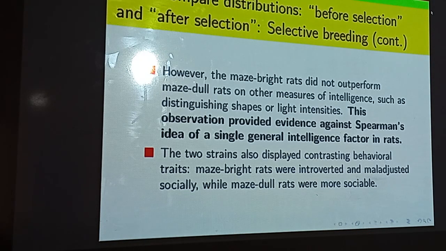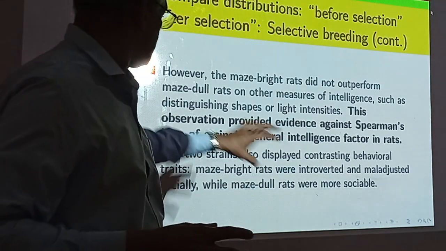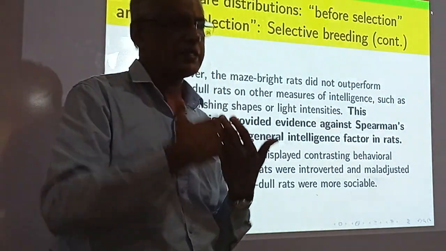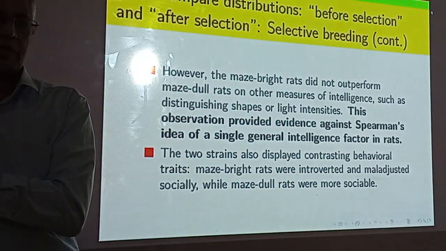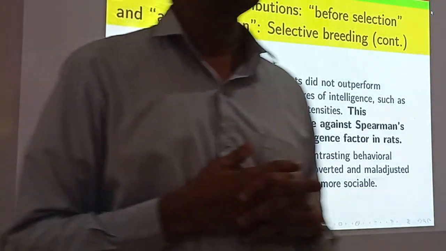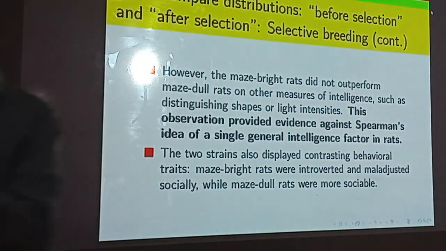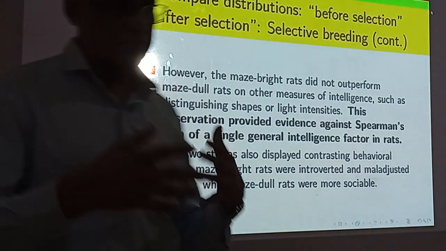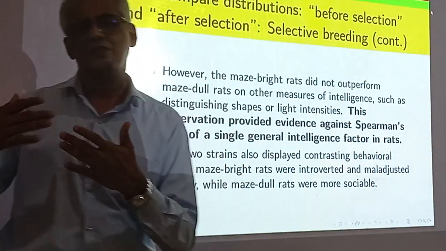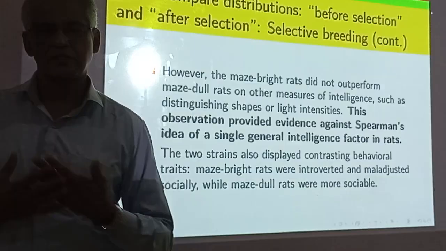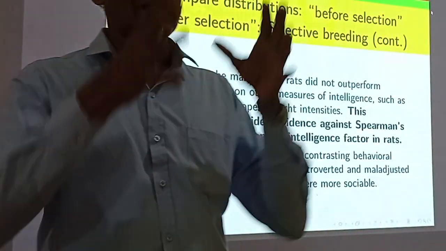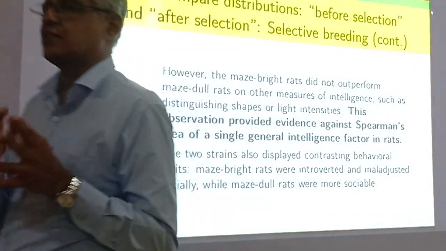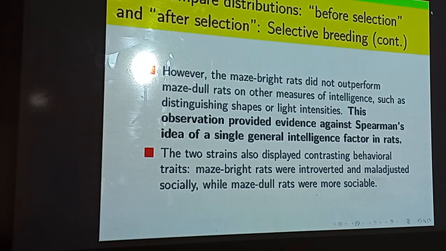If they were really intelligent, so-called intelligence, the bright ones should be able to do better in the other activities also than the other group. But they didn't find that kind of distinction in terms of the other activities. So that was actually enough to negate Spearman's theory, to refute it. If, as Spearman said, there is an intelligence factor, these so-called intelligent with respect to one activity should be intelligent with respect to some other activities as well.